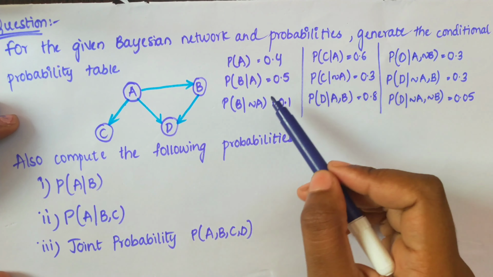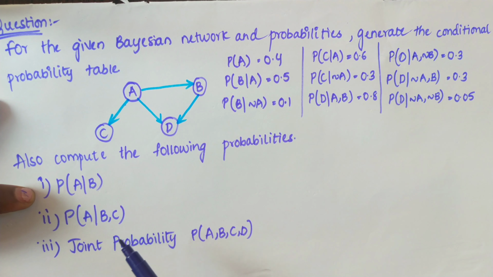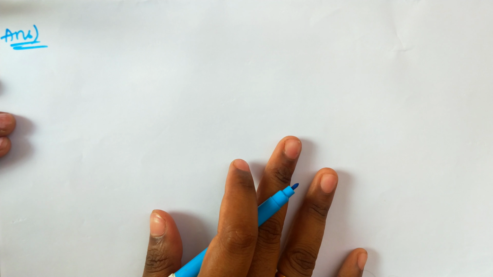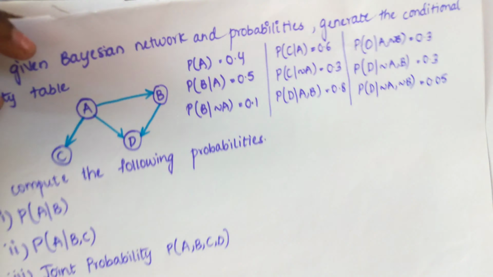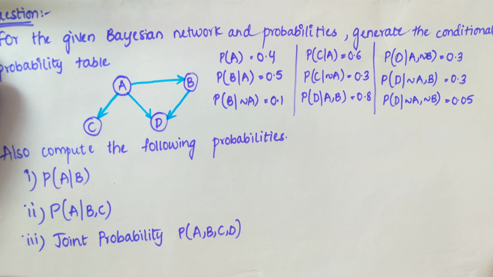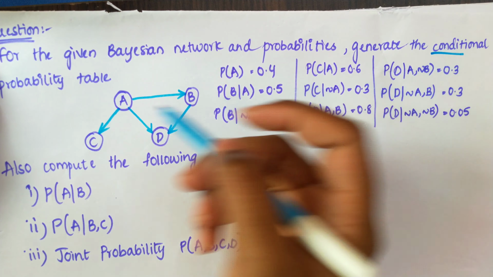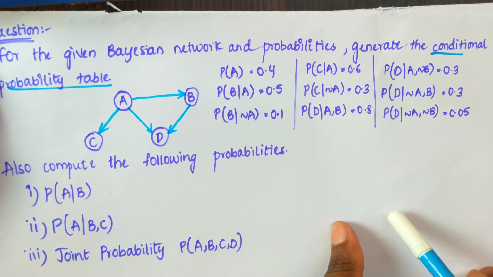And they have given the probabilities, and we need to compute the following probabilities such as P of A by B, P of A by B comma C. We need to find the joint probability, that is P of A comma B comma C comma D. Firstly, we shall find the answer for this question. So now in the question they have mentioned that to find the conditional probability table.